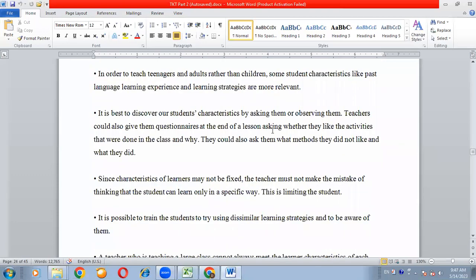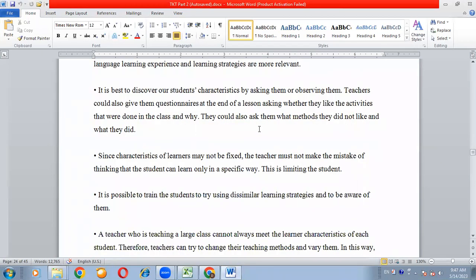It is best to discover our students' characteristics by asking them or observing them. Teachers could also give them questionnaires at the end of the lesson, asking whether they like the activities that we did in the class and why. They could also ask what methods they did not like. Teacher ප්‍රශ්න ටිකක් අහලා අපේ ළමයින්ගෙන් ඒ ටික දැනගන්න පුළුවන්. It's very useful for them.